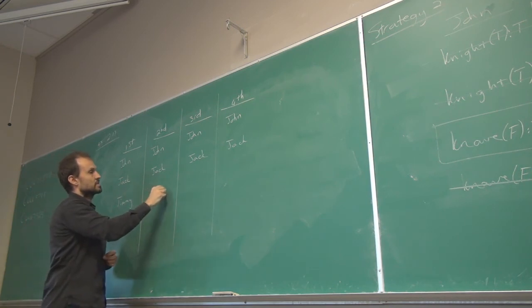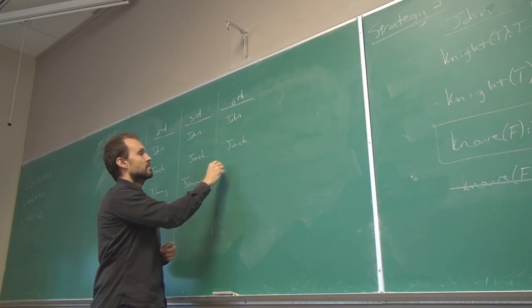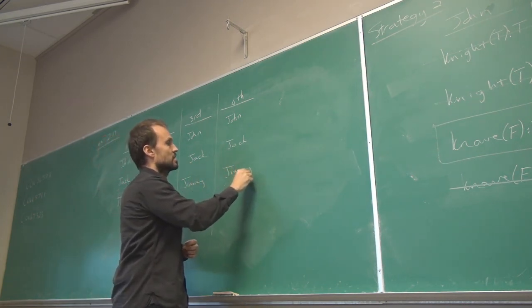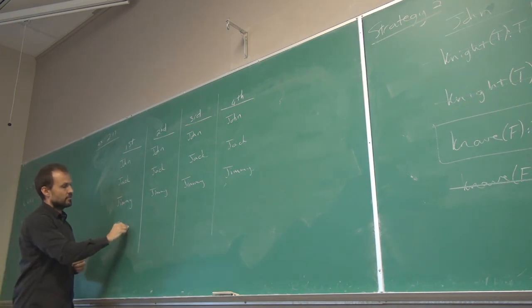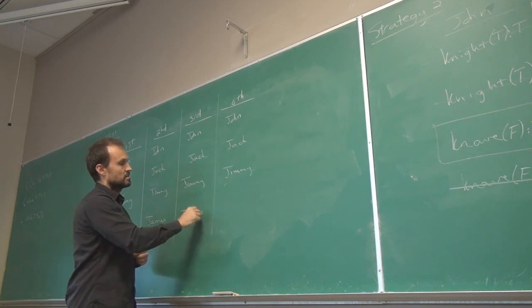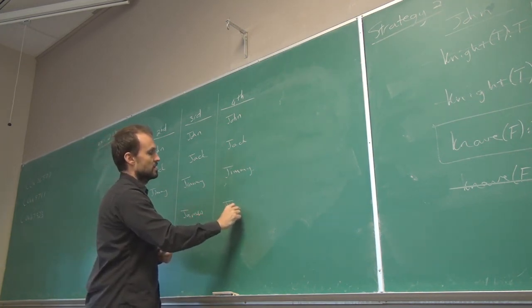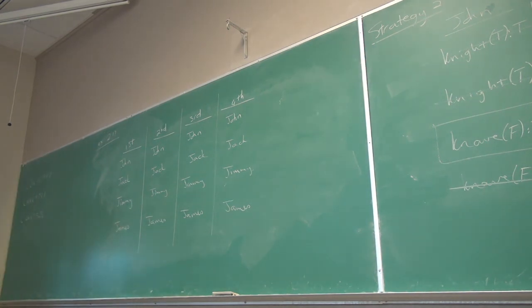First, Jimmy could be second. Jimmy could be third. Jimmy could be fourth. And James could be first. James could be second. James could be third. James could be fourth. That's also another thing. People are lazy. I mean, I understand laziness.